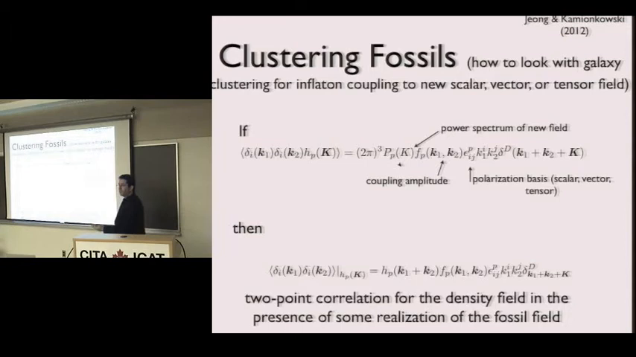will now no longer be diagonal, but will have off-diagonal terms. And it'll have off-diagonal terms that are non-zero for K1 plus K2 equals minus K, with an amplitude that's related to the bispectrum for the scalar-scalar-tensor correlation. So in the presence of this new vector, tensor, or scalar field, the two-point correlation function for density perturbations in Fourier space will no longer be diagonal.